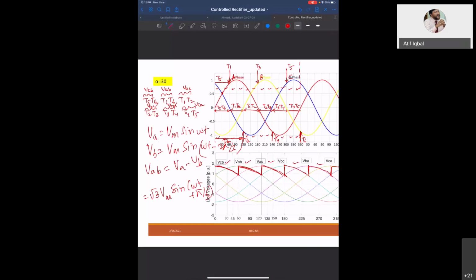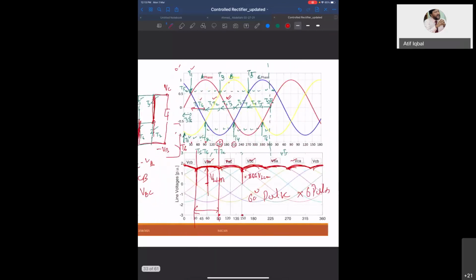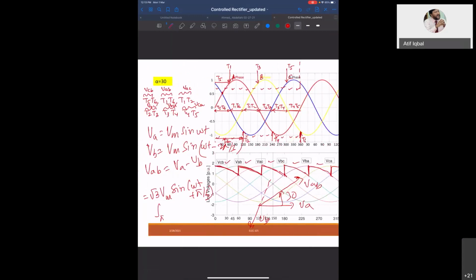If it is line voltage, it will be phase shifted. You see, this is my VA, this is my VB, so this is my VAB. This is 30 degree ahead of VA. So this is my expression, √3 Vm sin omega t plus pi by 6. And now I will integrate from this point to this point. So what is my integration limit? Pi by 6 plus alpha to 5 pi by 6 plus alpha of √3 Vm sin omega t plus pi by 6 d omega t. Do this.